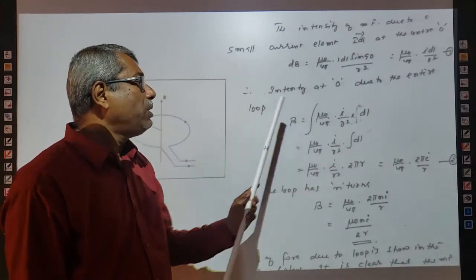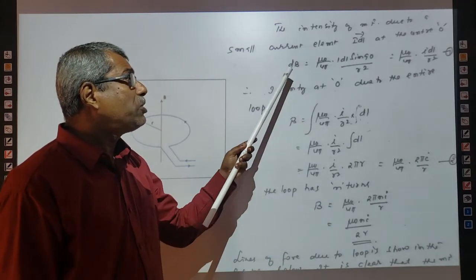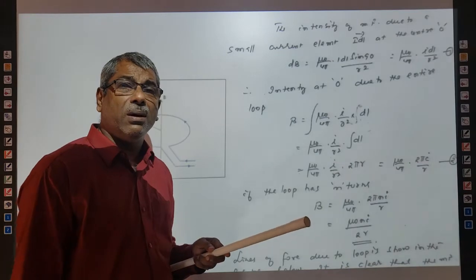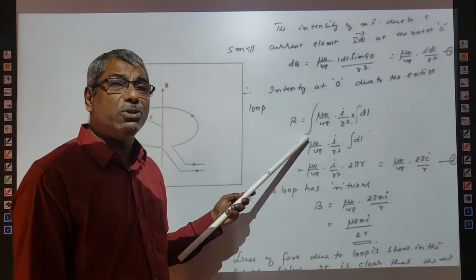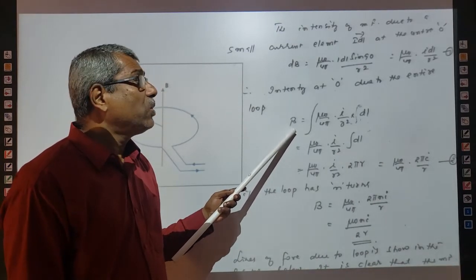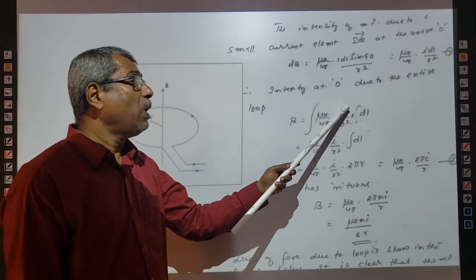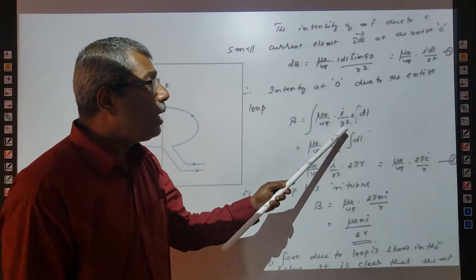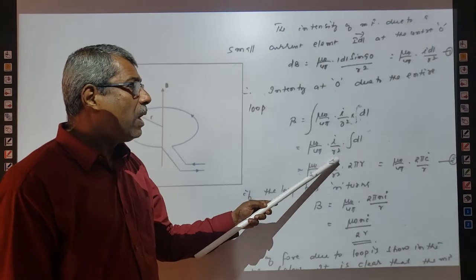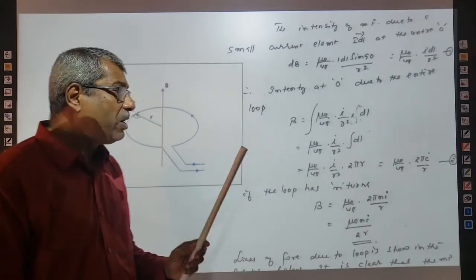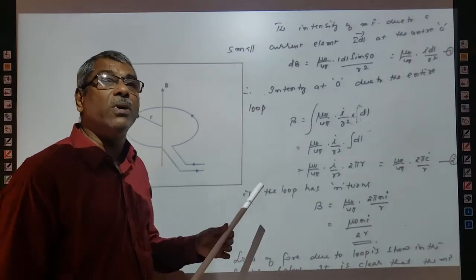Intensity at O due to the entire loop is given by the following. The small value of the intensity of magnetic field due to a small part of the current carrying loop is obtained. Then the whole loop can be obtained by integrating the function. That is, B is equal to, here it is dB, here it is B, B is equal to integral mu0 by 4 pi into I into dl divided by r square. Right? That is the same as mu0 by 4 pi into I by r square into integral dl. What is integral dl? dl is a small part of a circle. Integral dl means the circumference of the circle.